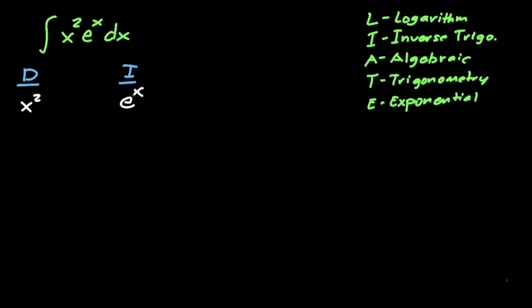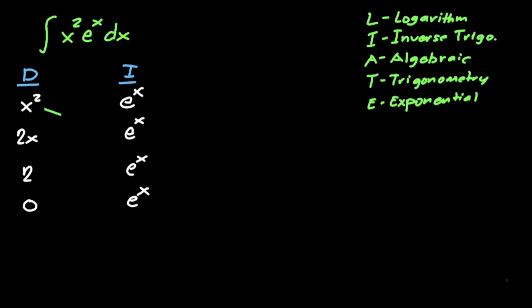Your goal here, if the derivative is under algebraic, make sure to differentiate until it reaches 0. So the derivative of x squared is 2x. The integral of e raised to the power of x is the same. The derivative of 2x is 2. And the derivative of 2, which is a constant, is always 0.